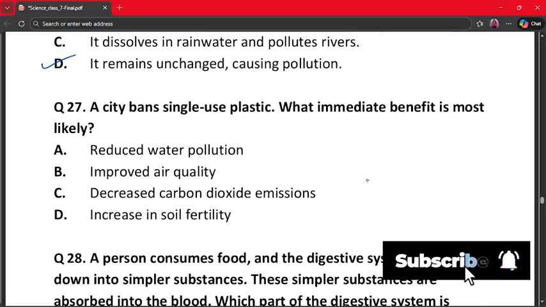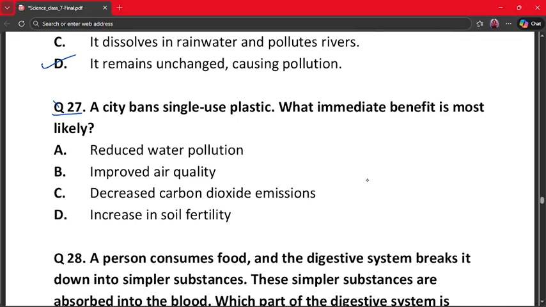The next question is question number 27. A city bans single-use plastic. What immediate benefit is most likely? A. Reduced water pollution. B. Improved air quality. C. Decreased carbon dioxide emissions. And D. Increase in soil fertility.